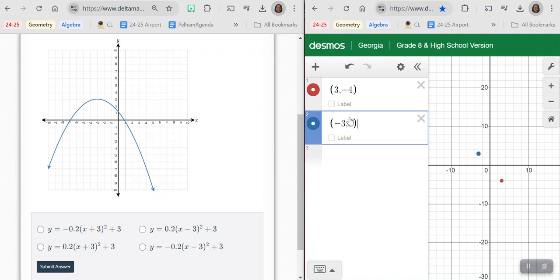All right, when writing vertex form, remember the first number is going to go into the parentheses and it's going to have an opposite sign. In the vertex form, you will see a positive number, right? Like this one right here, x +3. And then the second number, you keep the sign to be +3, and it is +3 over here.